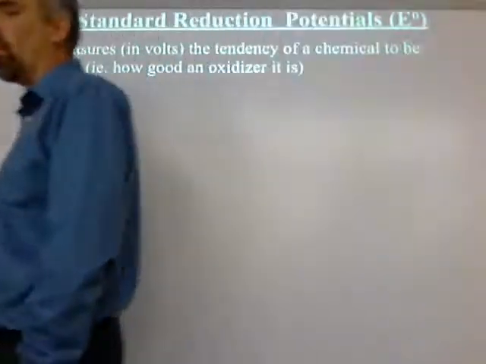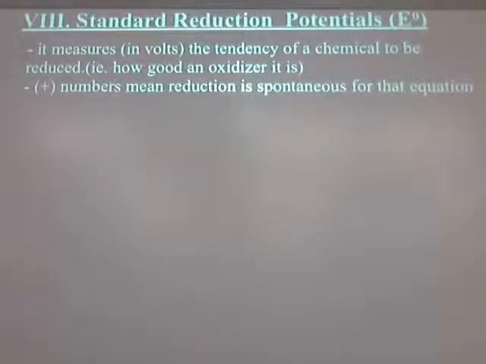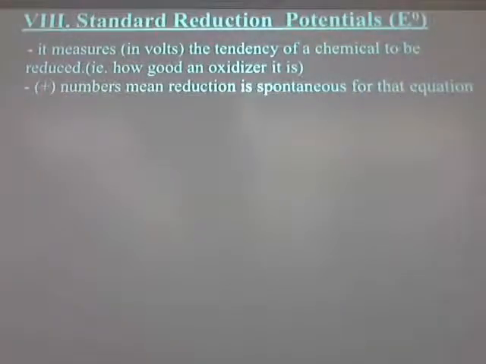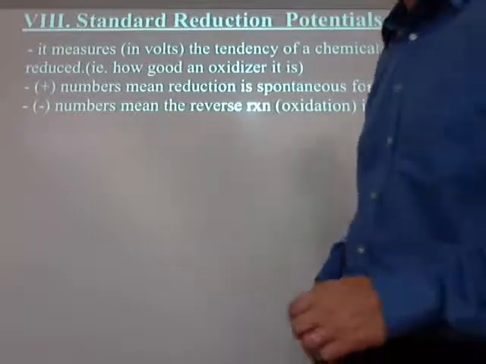So it tells you how likely it is, the higher the number, how likely it is that this reaction wants to be spontaneous, it wants to happen. Now, what might I use this for? Well, you'll see. First let me tell you what those numbers mean. Positive numbers mean the reaction is very spontaneous, and the higher the number, the more spontaneous it is, basically. Think of it that way. And negative numbers mean the reverse reaction, oxidation, is spontaneous.